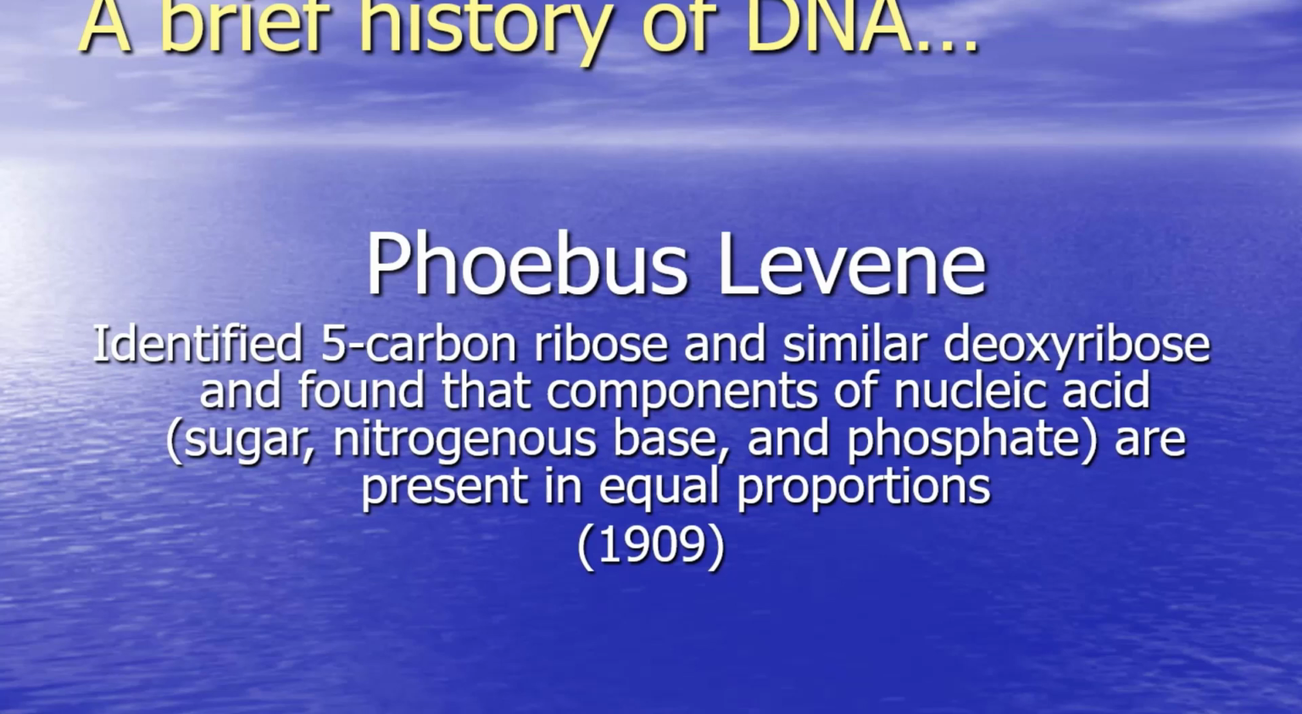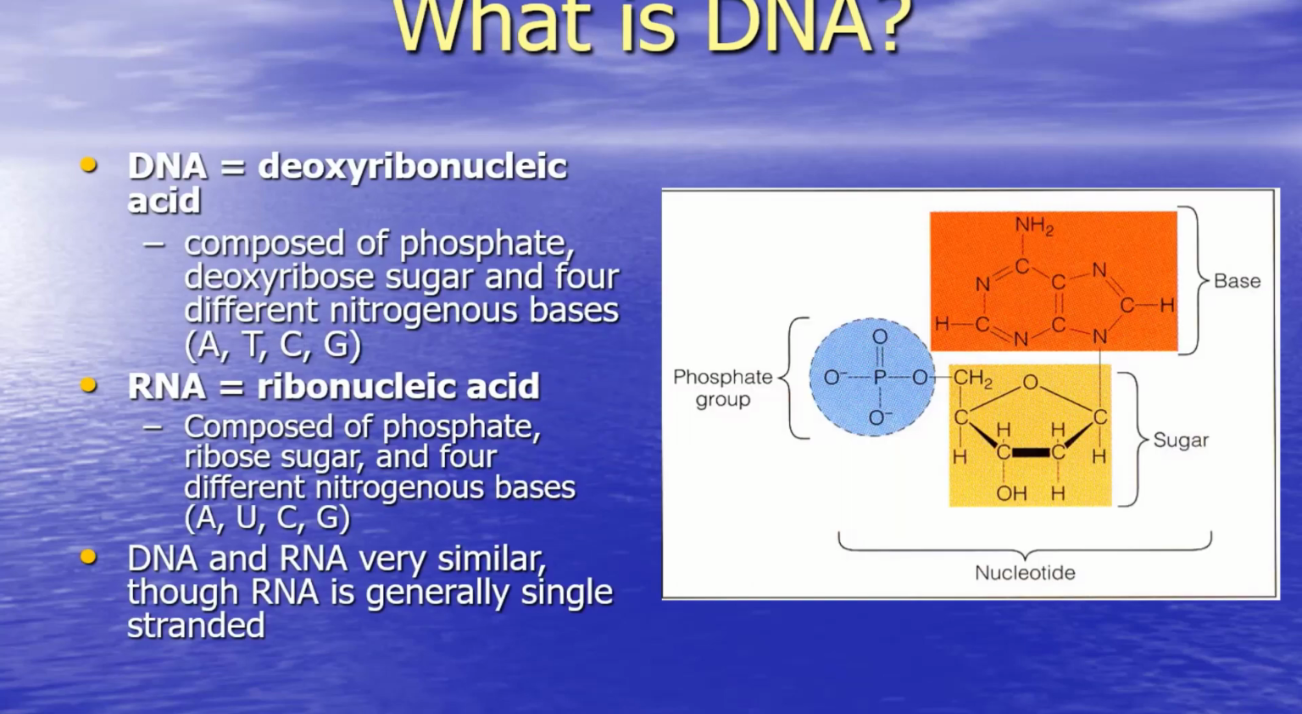Phoebus Levene identified the 5-carbon ribose and similar deoxyribose, and found that the components of the nucleic acid are sugar, phosphate, and nitrogen base. What is DNA? DNA is deoxyribonucleic acid, composed of phosphate, deoxyribose sugar, and different nitrogen bases. RNA, ribonucleic acid.